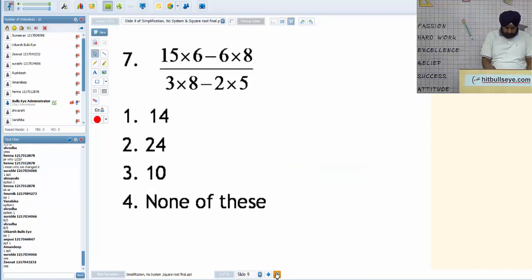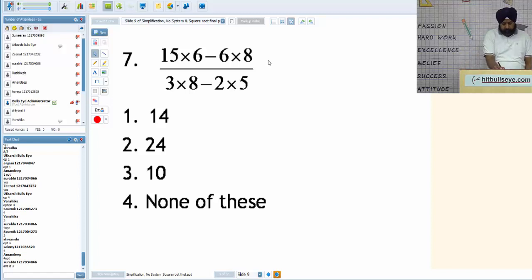Yes, Zina. Thank you. 15 into 6 minus 6 into 8 upon 3 into 8 minus 2 into 5. Quick. You should understand the basic tables. Solve it. Very easy question. I am not getting any answer till now. Option 4, none of these. Vanshika, may I know the value? What is the absolute value you are getting? Soumik, fourth option. Yes, the answer is the fourth option.